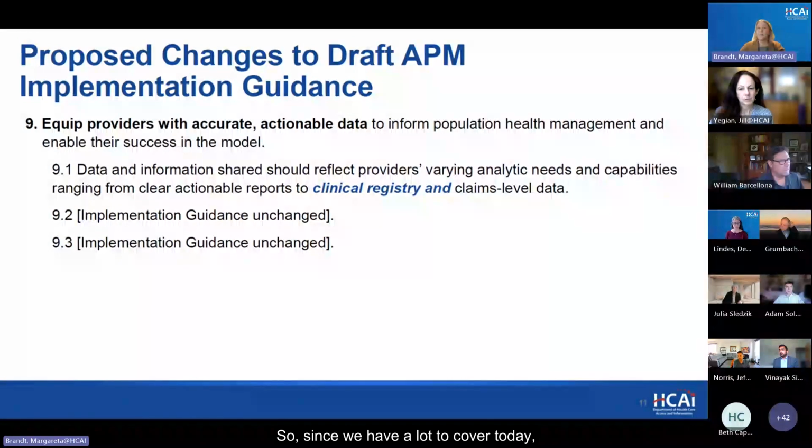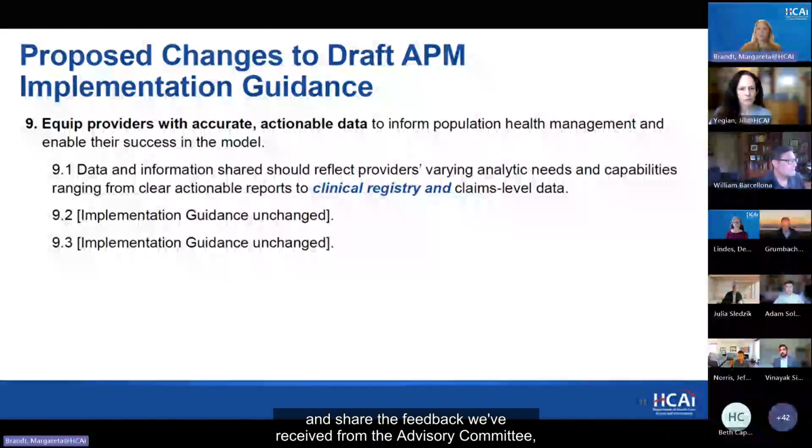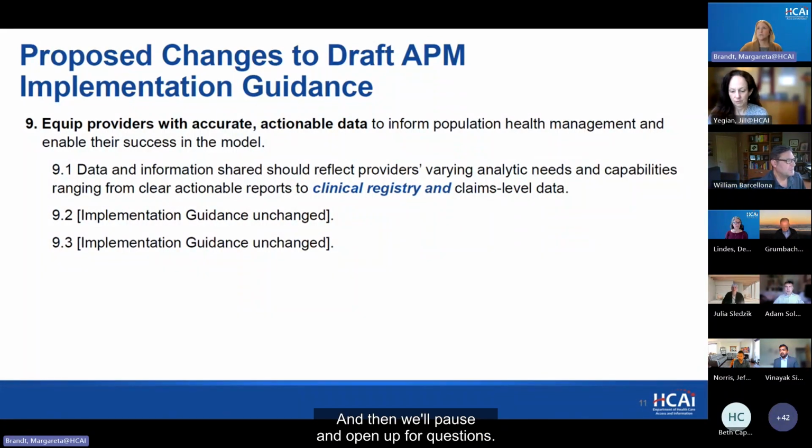So since we have a lot to cover today, I'm going to move into our alternative payment model adoption goals and share the feedback we've received from the advisory committee, from the board, and also from our last meeting in March in the work group. And then we'll pause and open up for questions.